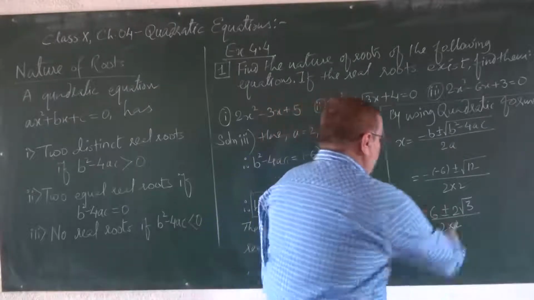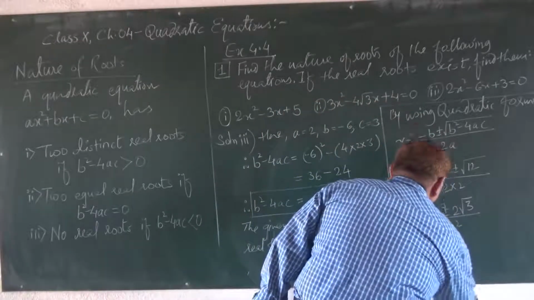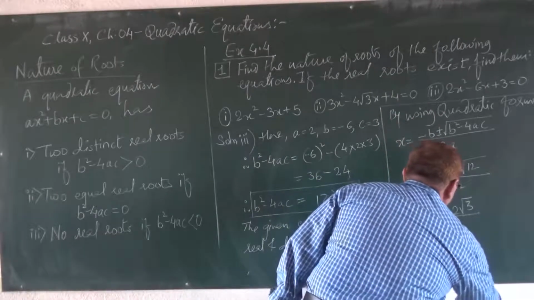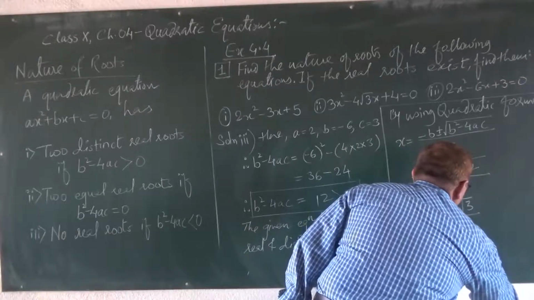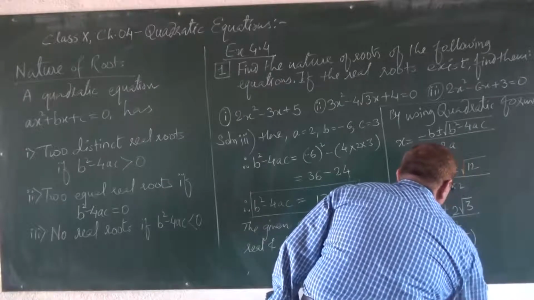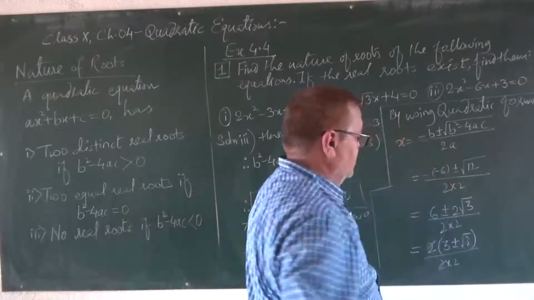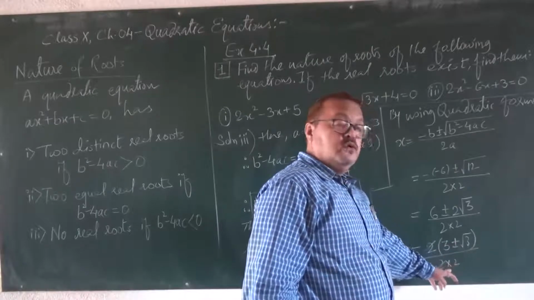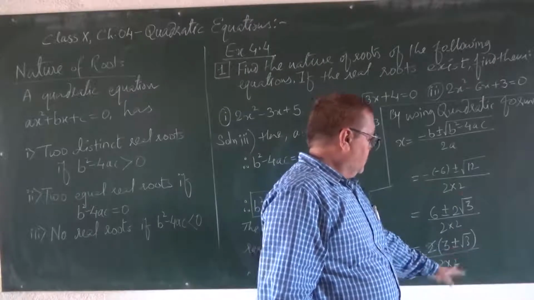Okay, so now what is common here? You can say 2 is common. So inside, what you will have: 2 3s are 6 plus or minus root 3, whole upon 2 into 2. So 2 cancels. Okay, so what are the roots? 3 plus root 3 upon 2, 3 minus root 3 upon 2.